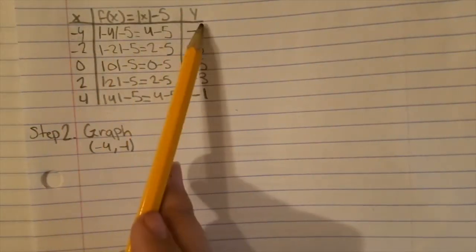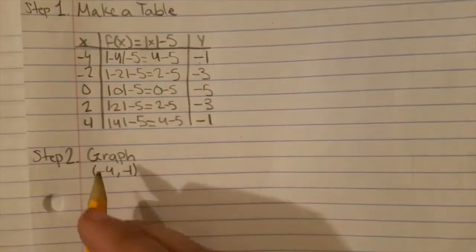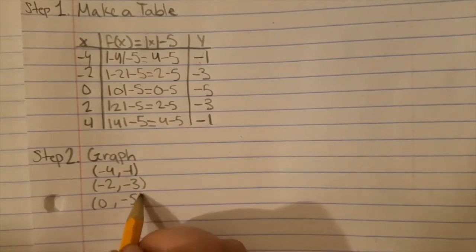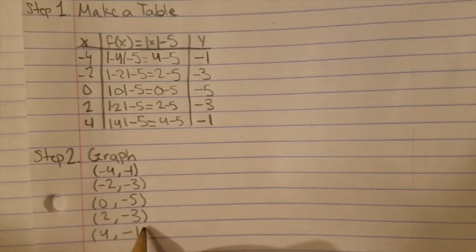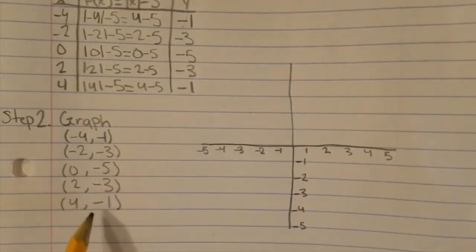values. First, you want to find your coordinates, which are your x values and y values. Your first coordinate would be negative 4 and negative 1. Now, find the rest of your coordinates. Now you plot all of your coordinates onto the graph.